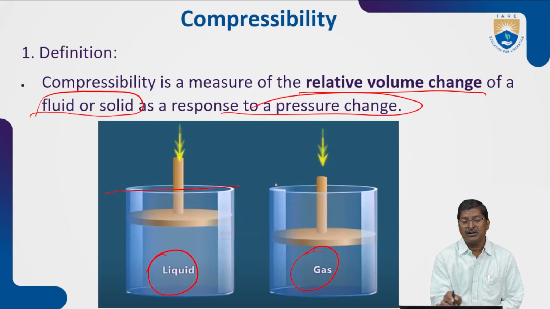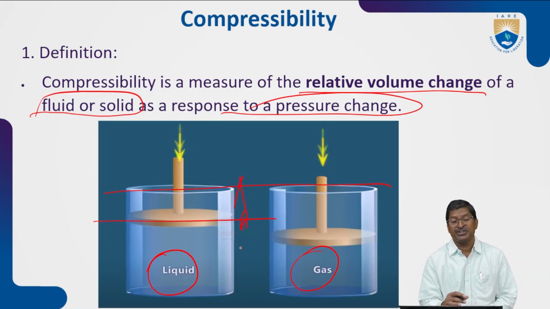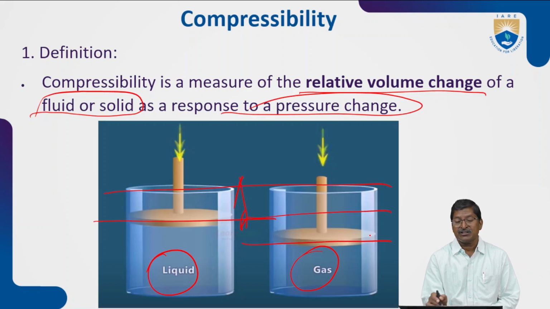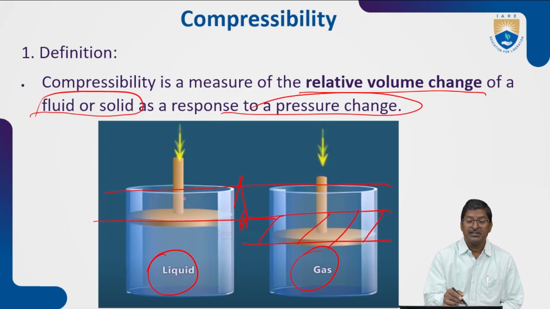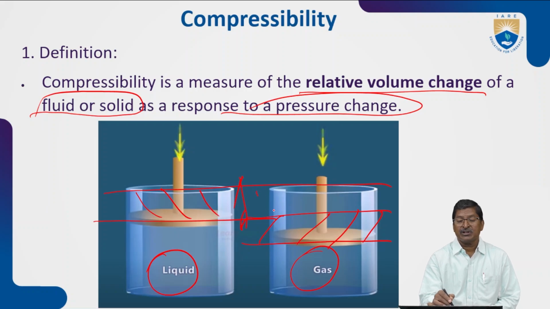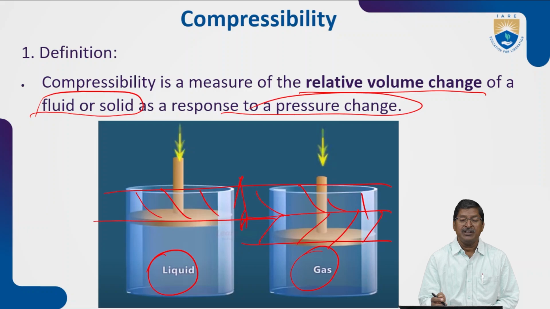So this is a datum line. This much is compressed here. Because liquid, compared to gas, is less compressible, only a little portion is the volume change. But whereas for the gas, this extra portion of volume change occurred in addition to this one. So total more volume change has occurred for the gas for the same amount of load here. So this is the load or pressure applied mass.